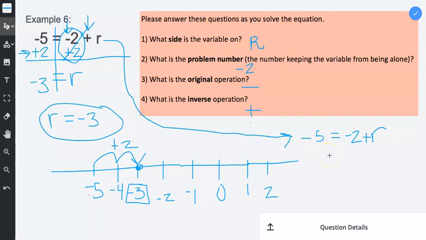Let's say that you didn't think you were supposed to add 2, but you thought you were supposed to subtract 2. Look what happens. If I subtract 2 from each side, I get -7 on the left, and on the right side I get -4 plus r, because -2 minus 2 is -4. If they're both negatives, it's not going to form a zero pair. So this is just to show you that it really is true that we were supposed to add 2, because if you have -2 plus 2, that's when you get a zero pair and you make it disappear.